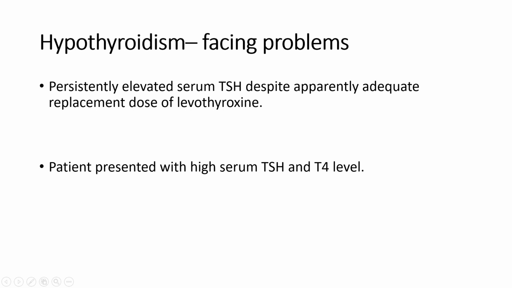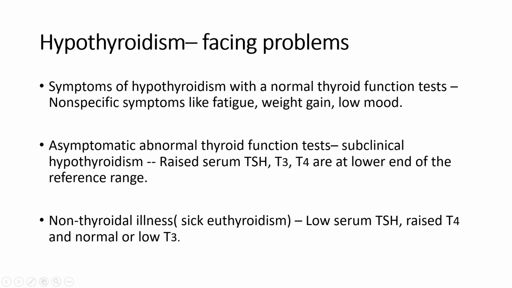Now, we face some problems during our treatment of hypothyroidism. We may find that the serum TSH level is persistently elevated despite an apparently adequate replacement dose of levothyroxine. Patient may present with high serum TSH and T4 level. Sometimes symptoms of hypothyroidism may be present with normal thyroid function tests. Subclinical hypothyroidism cases may be found, that is raised serum TSH with T3 and T4 at the lower end of the reference range. Non-thyroidal illness or sick euthyroidism may be found, and in this case we will find low serum TSH, raised T4 and normal or low T3.